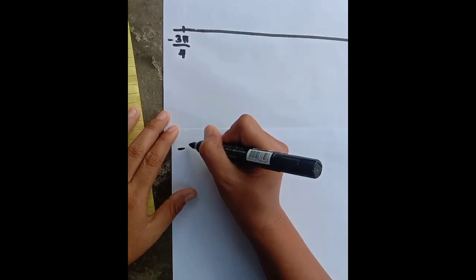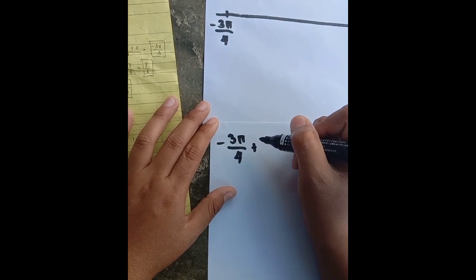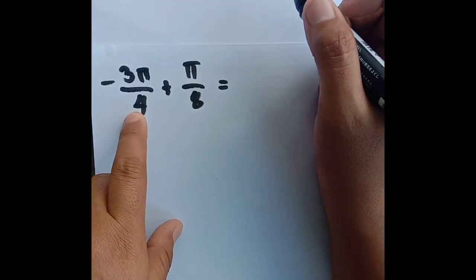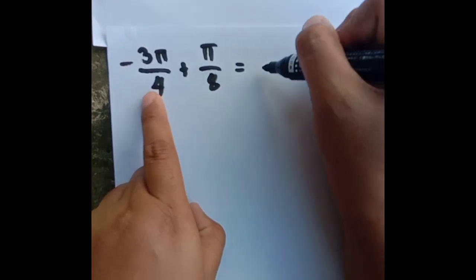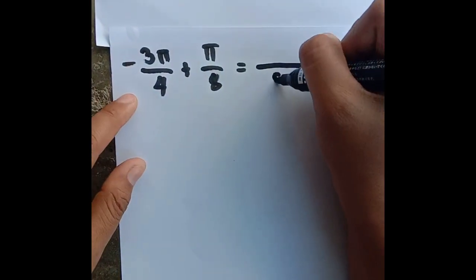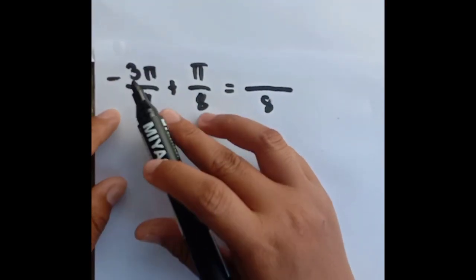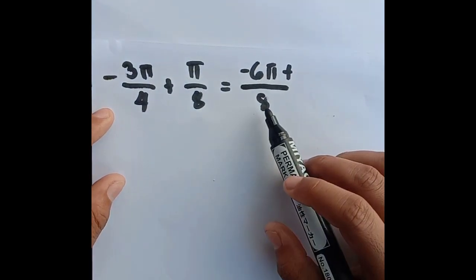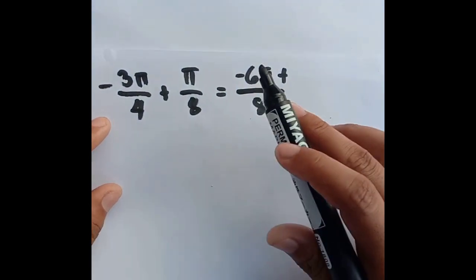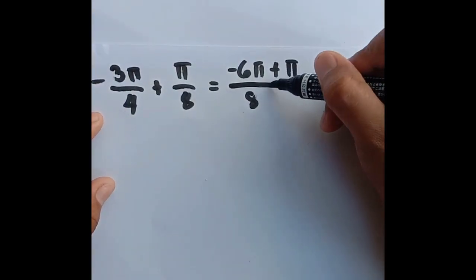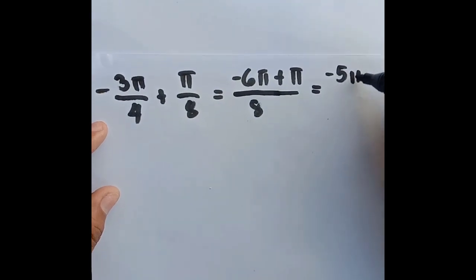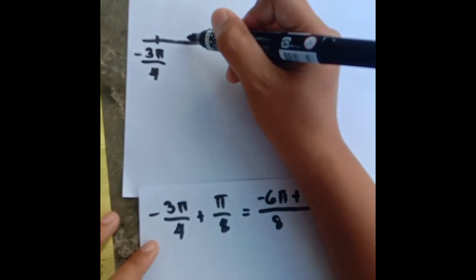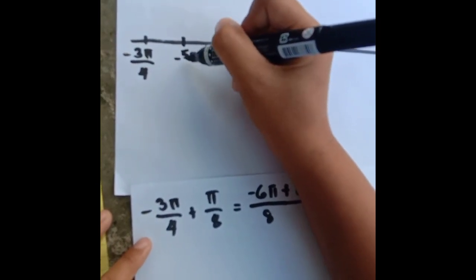So negative 3 pi over 4 plus the x scale pi over 8 equals, as we notice, they have different denominators, so we get the LCD. So the LCD is 8. So 8 divided by 4 equals 2 times negative 3 pi equals negative 6 pi plus 8 divided by 8 equals 1 times pi equals pi. So the answer is negative 5 pi over 8. Then we put it here. Negative 5 pi over 8.